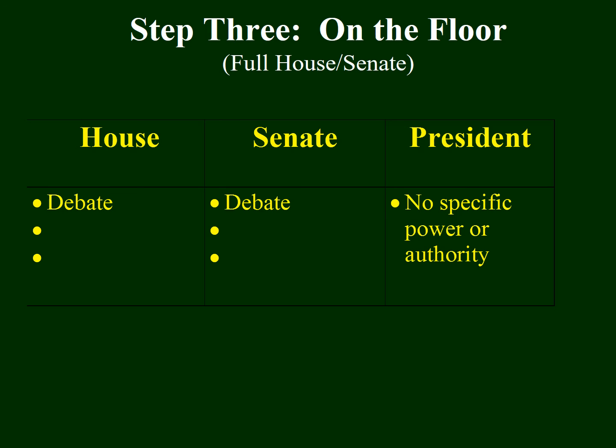Debate in the House of Representatives tends to be very strict and limited. However, something can happen in the United States Senate when it comes to debate, and I'd like to talk about that next.